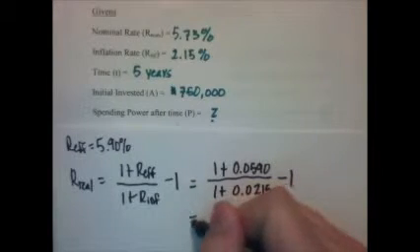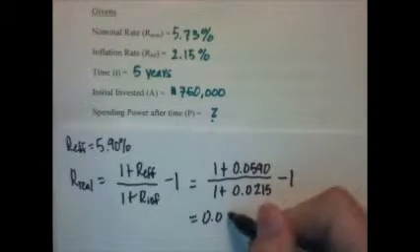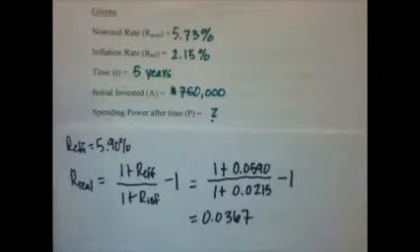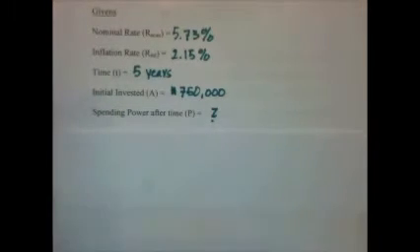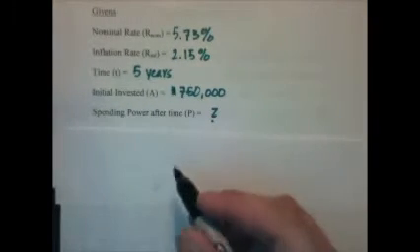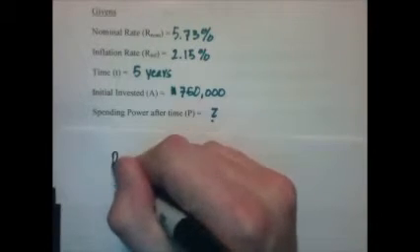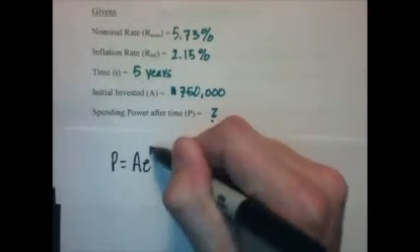And using your calculator, you get that to equal 0.0367, or 3.67%. So that's your real interest rate. And when we have the real interest rate, we can now move on to find the spending power, which is our original question. For a continuously compounded interest rate or inflation rate, we need to use the equation P equals A e to the R T.